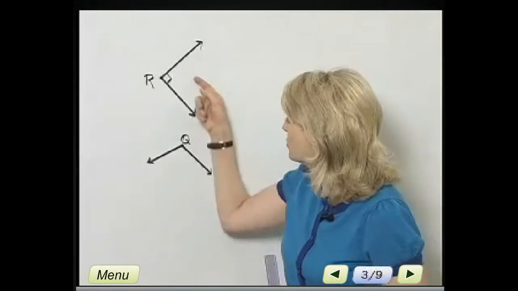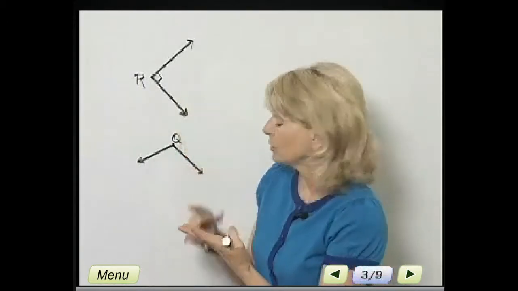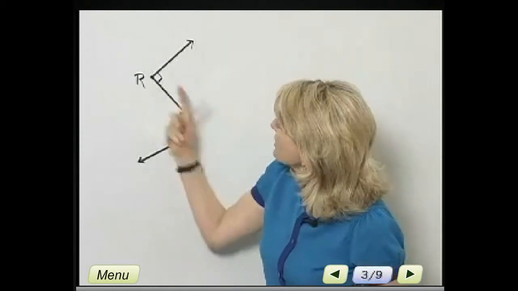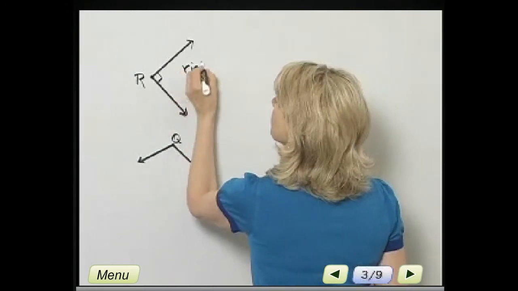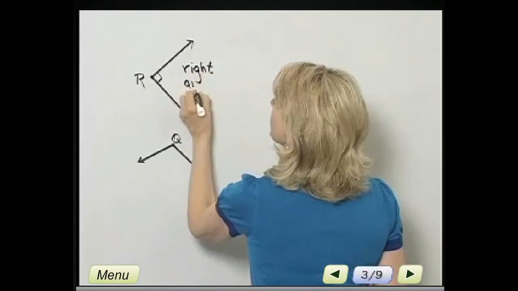Let's now practice recognizing these angles. I just want to know, looking at these two angles, is this angle a straight angle, a right angle, an acute angle, or an obtuse angle? Well, because of this marking, this is what we call a right angle.